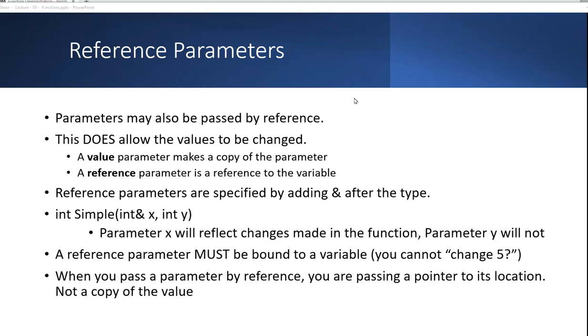This allows the values to be changed. A value parameter makes a copy of the parameter. A reference parameter is a reference or kind of pointer to the variable. Reference parameters are specified by adding an ampersand after the type. So here, in function int simple, we're going to pass in an int reference x and an int y. Parameter x will reflect changes made in the function, y will not. A reference parameter must be bound to a variable. You can't really change 5. It doesn't make any sense. When you pass a parameter by reference, you are passing a pointer to its location, not a copy of its value.